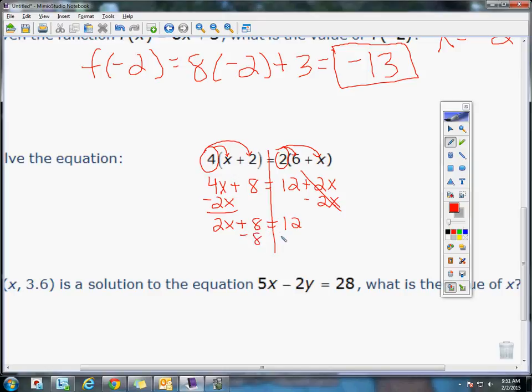So you can subtract 8 from both sides. So you have 2x is equal to 12 minus 8, which is just 4. Get x by itself, divide both sides by 2. So we end up getting x is equal to 2.